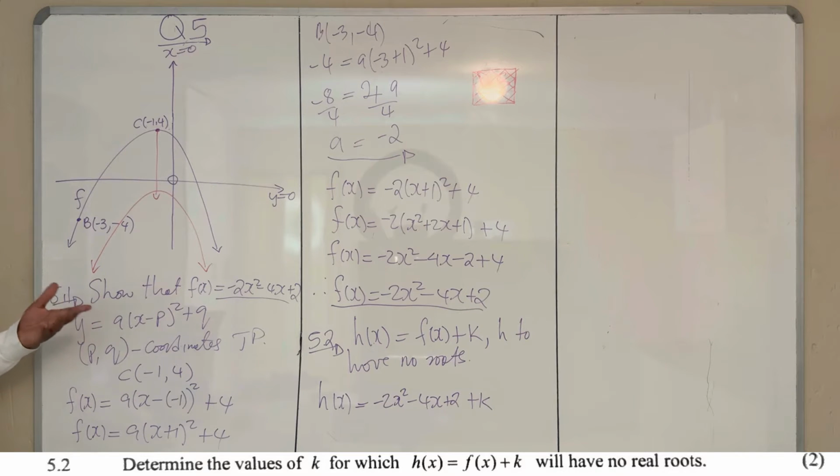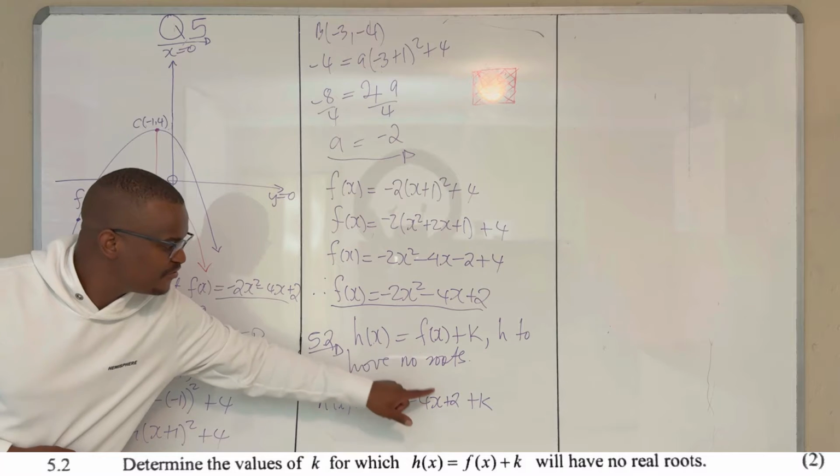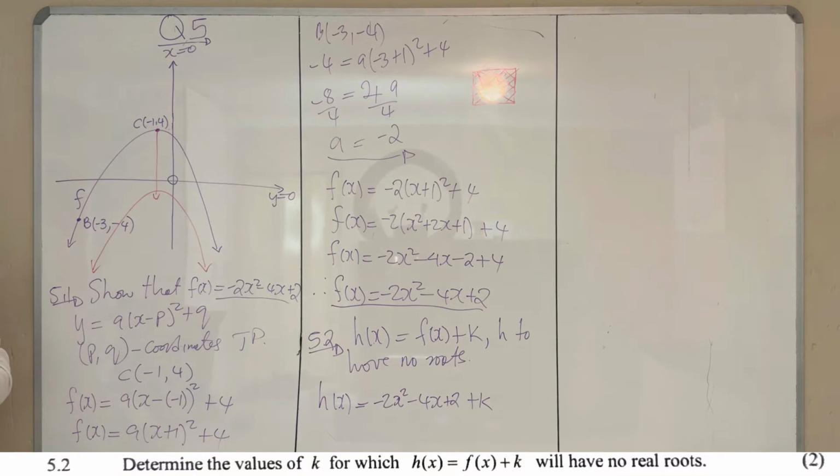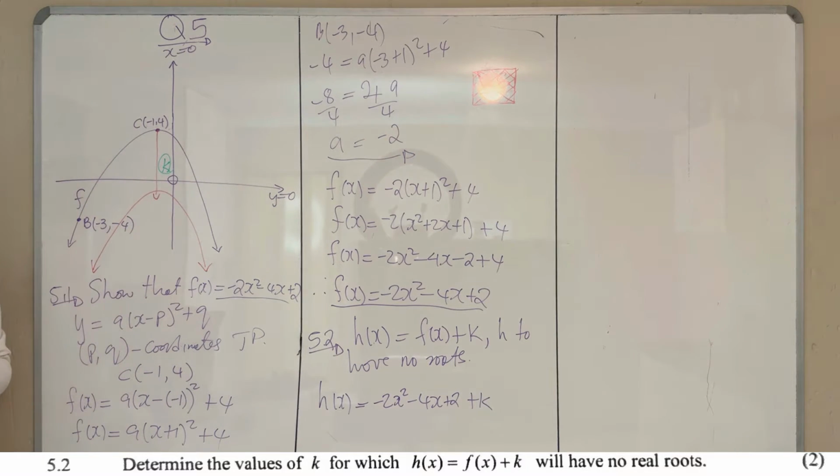So in simple terms, you can say they're asking how many units you should pull your f down so that it drops below the x-axis. That's what the question is saying essentially. So the value of k that you'll get would be the amount of units you should pull this down so that it doesn't have the intercepts.